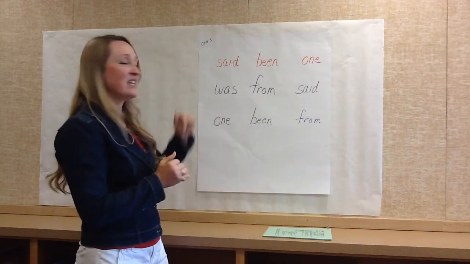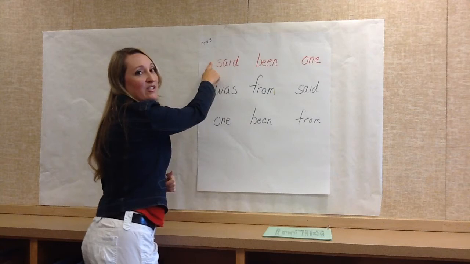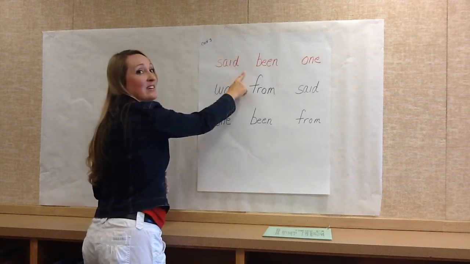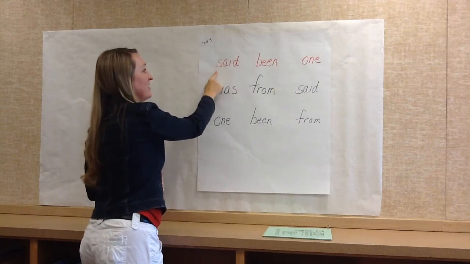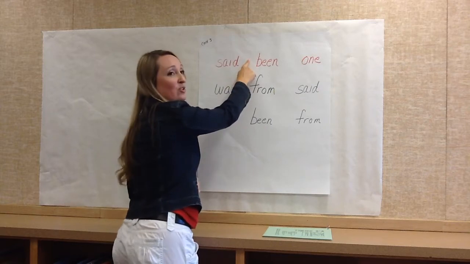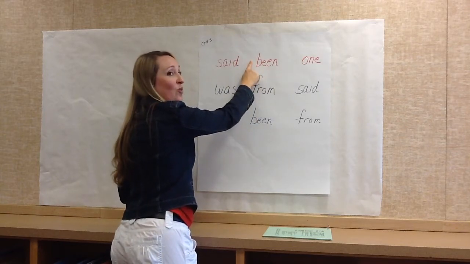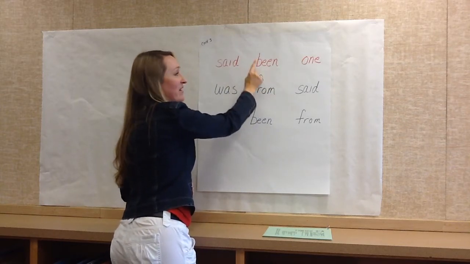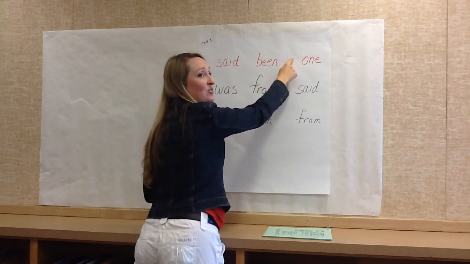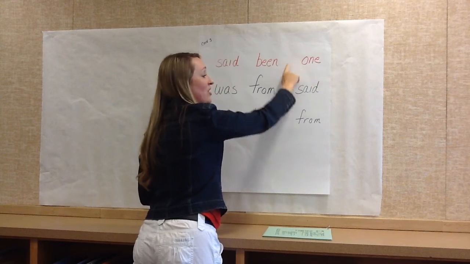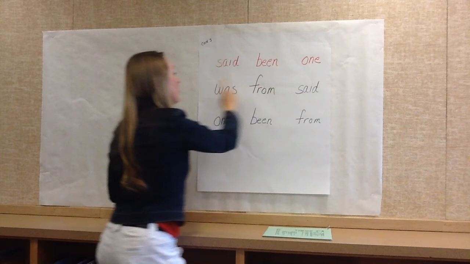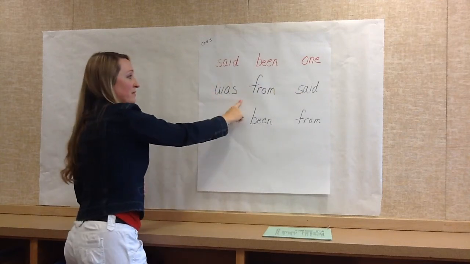So I'm going to model say it, spell it, say it. My turn, word, said. Your turn, word, said. Spell, said. S-A-I-D. Word, said. My turn, word, been. Your turn, word, been. Spell, been. B-E-E-N. Word, been. My turn, word, one. Your turn, word, one. Spell, one. O-N-E.